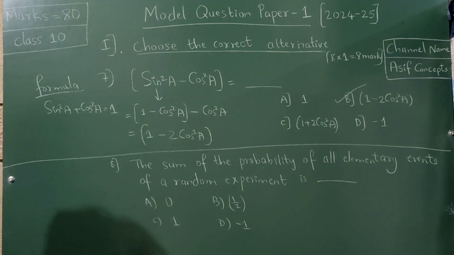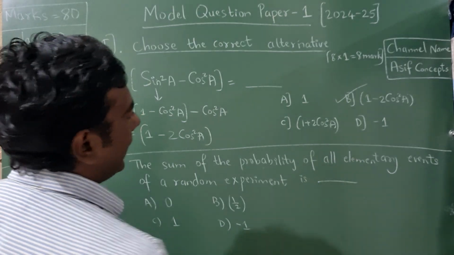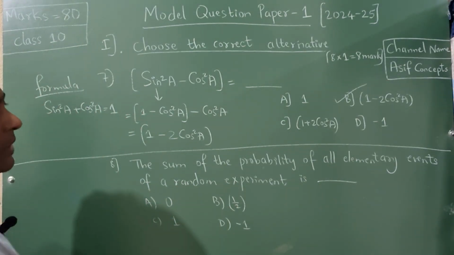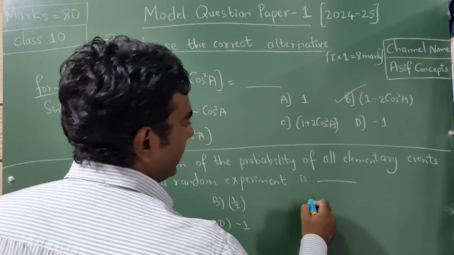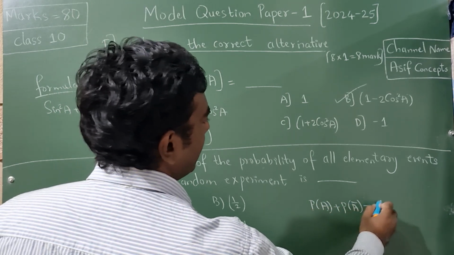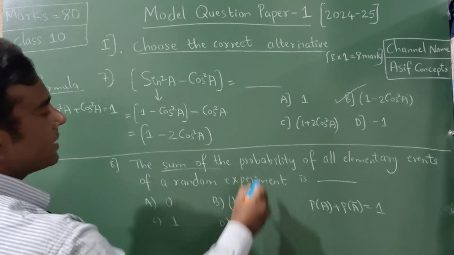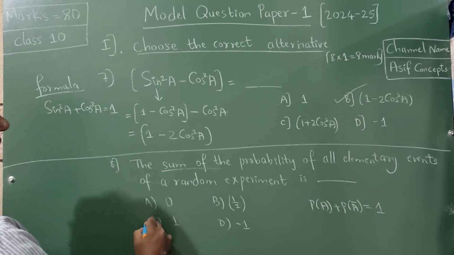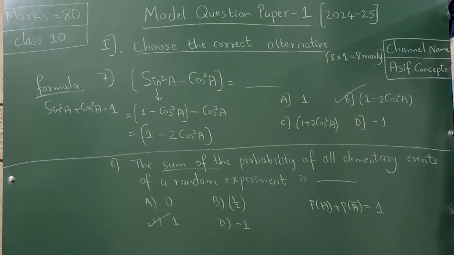Now the 8th question: the sum of the probability of all the elementary events of a random experiment is. As you know, in probability, P of A plus P of A bar is equal to 1. So this is the sum of the probability. So the correct option is option C.